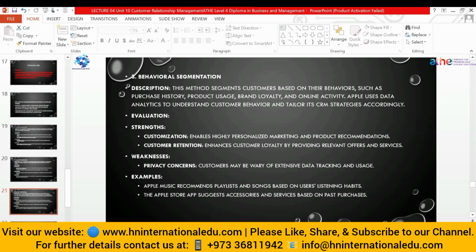For example, Apple Music recommends playlists and songs based on the user's listening habits. Then the Apple Store app suggests accessories and services based on past purchases. This is what we literally experience in our daily days.